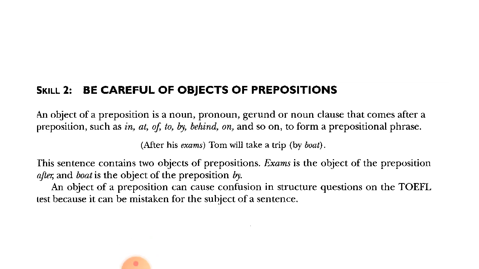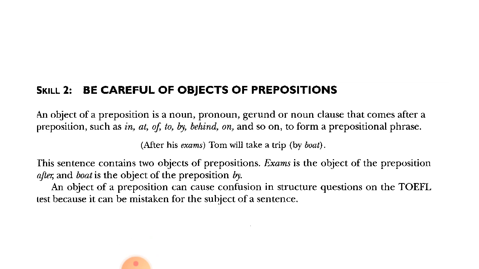Be careful of objects of prepositions. Before I talk about the object, I have to remind you of the most common prepositions in English. We have a list of prepositions in English, but the most familiar ones are in, at, on, of, to, by, and behind. The object of a preposition is a noun or a pronoun, a gerund or a noun clause that comes after the preposition.